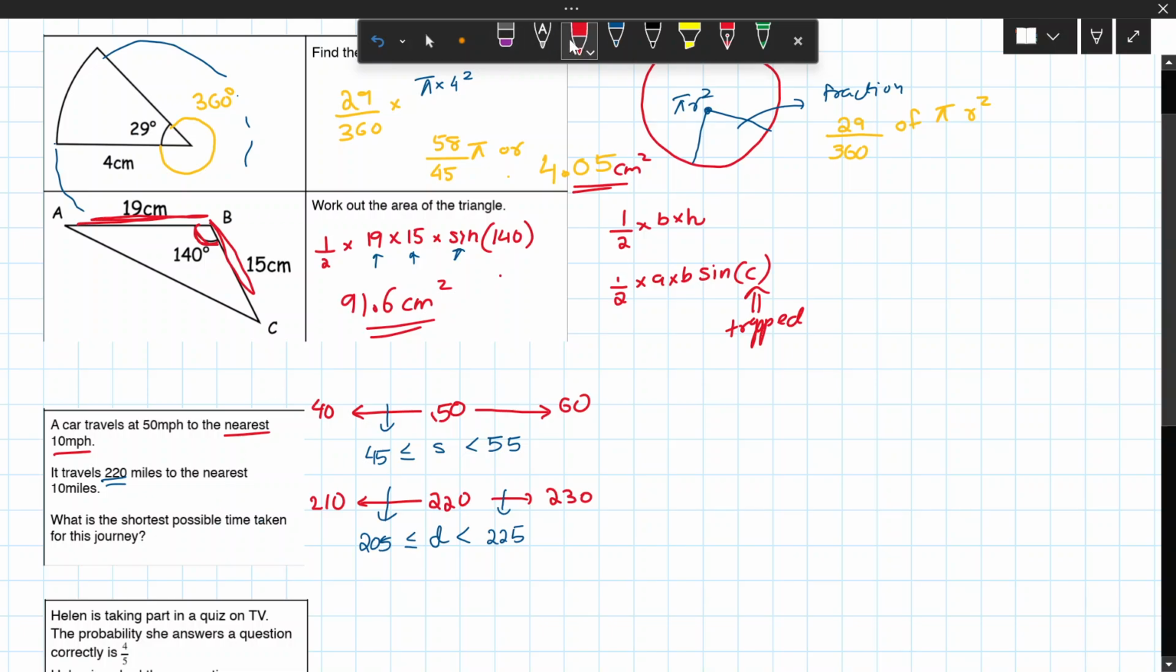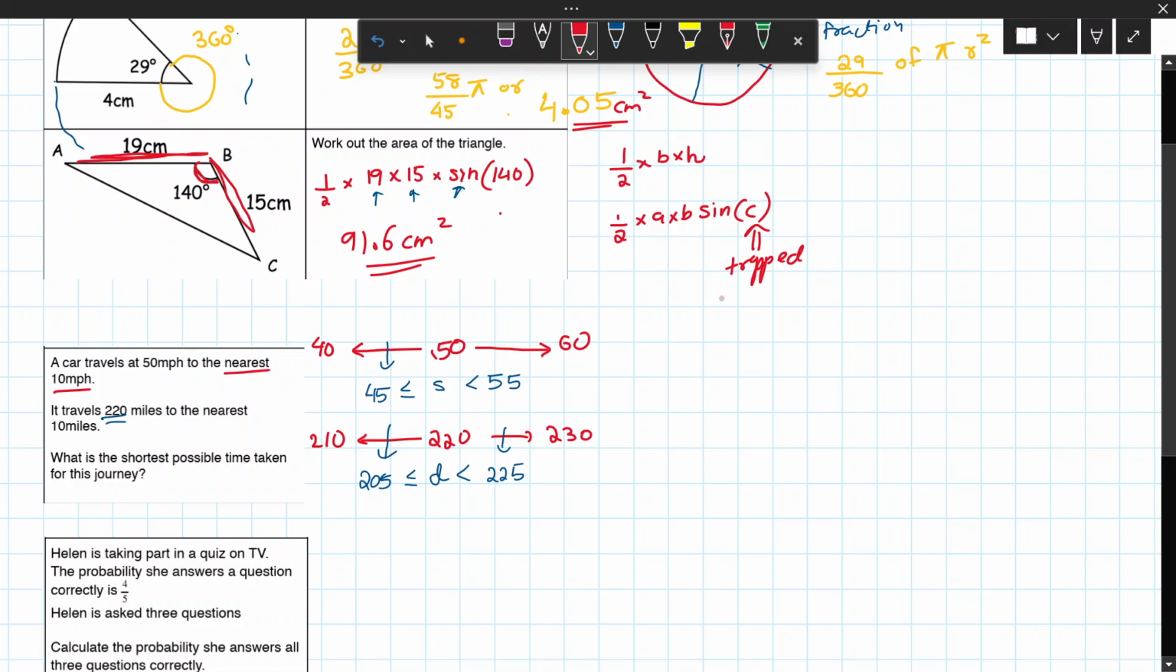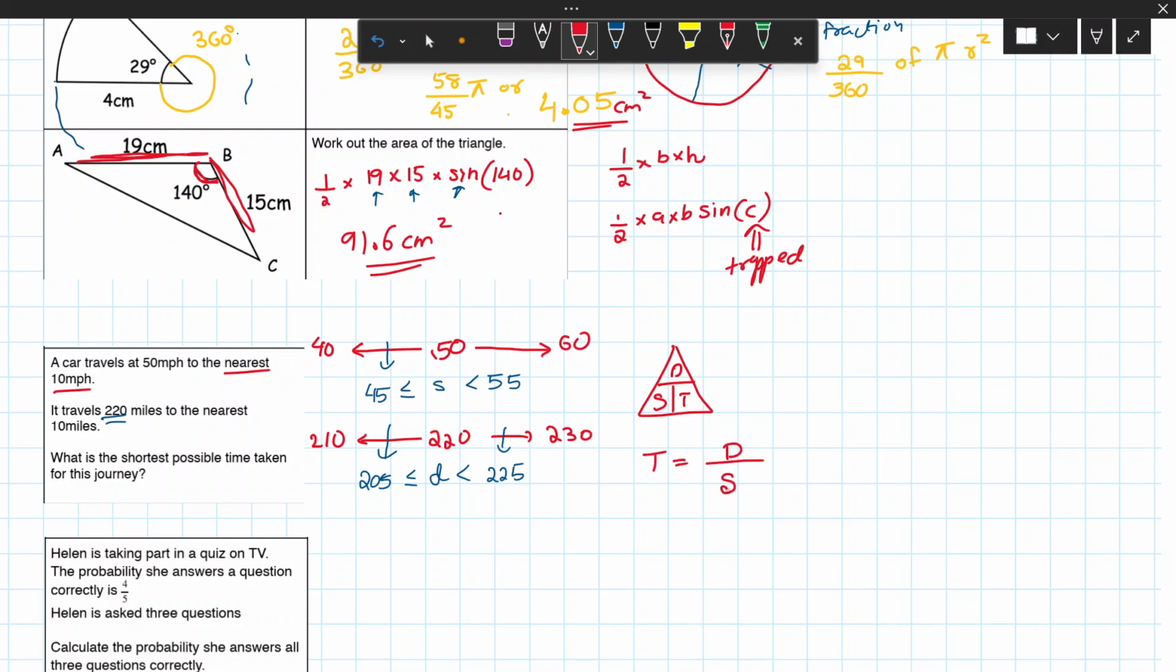So to figure out the shortest possible time, first let's look at the formula for speed, distance, time. So it's S, D, and T. So I know time is equal to distance over speed. Now, if I want the shortest possible time, so I want time to be small.